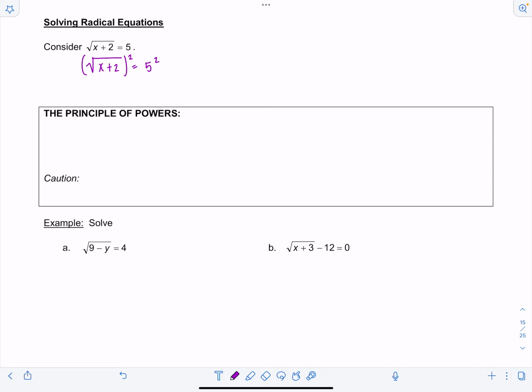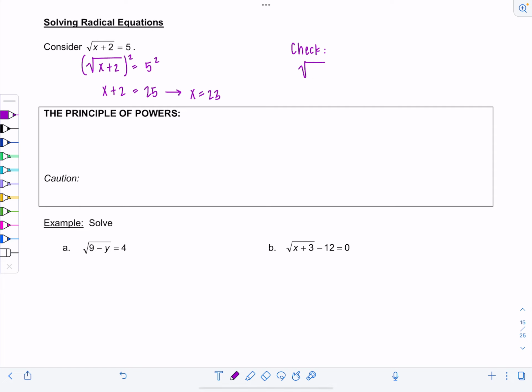And now on the left-hand side, I'm going to just be left with x plus 2, and then 5 squared is 25. And now this equation is pretty straightforward. Subtract 2 from both sides, and we get that x is equal to 23. Do we trust it? Well, we could always check just to make sure, right? So let's check. In the original equation, is the square root of, instead of x, I'm going to put 23 plus 2. Does that equal 5? Sure thing. Square root of 25 equals 5, so we're good to go. So then I would say, yeah, put your solution, which was 23, in your solution set.